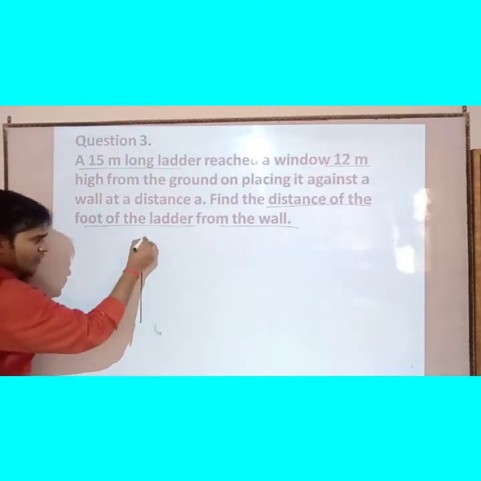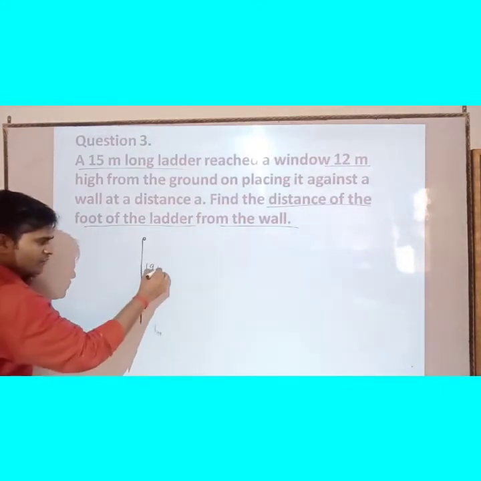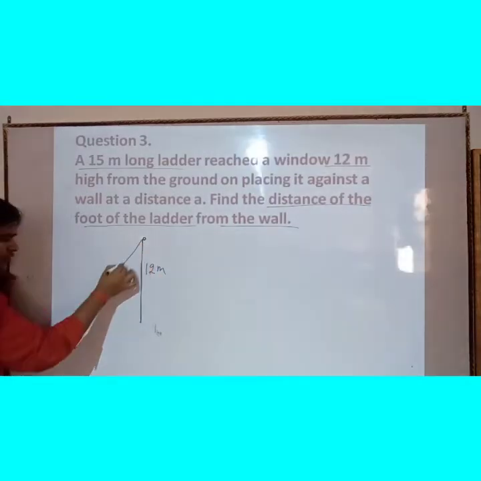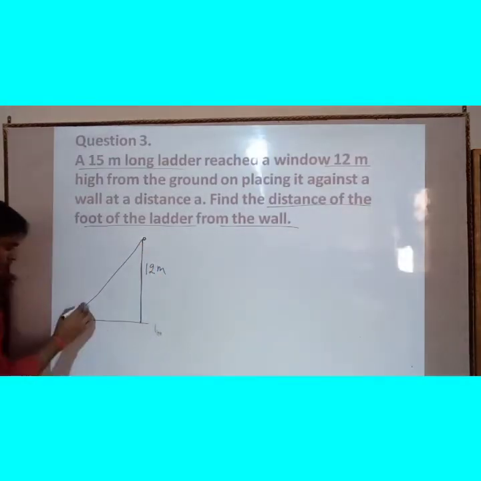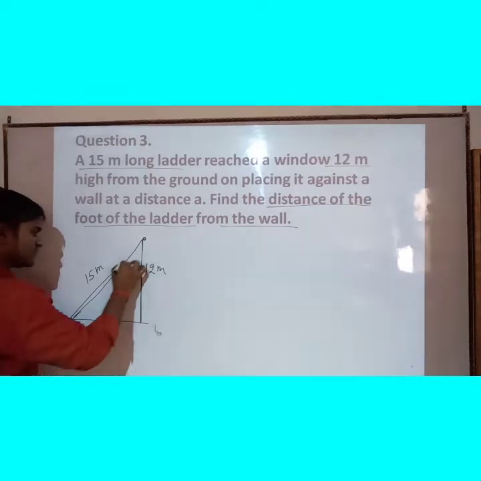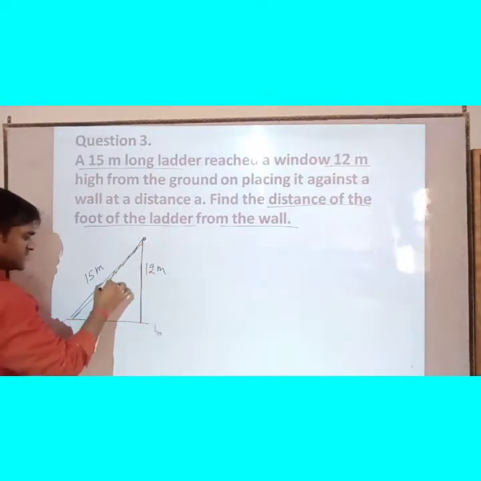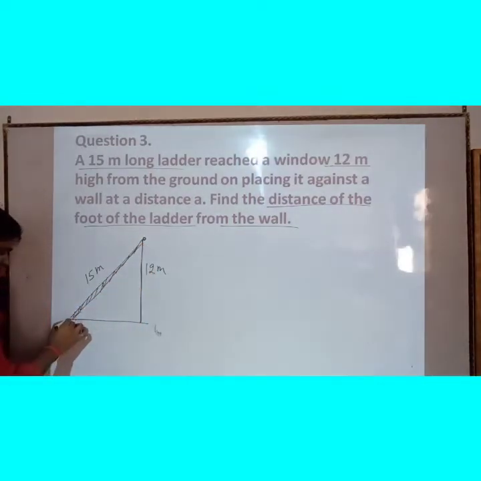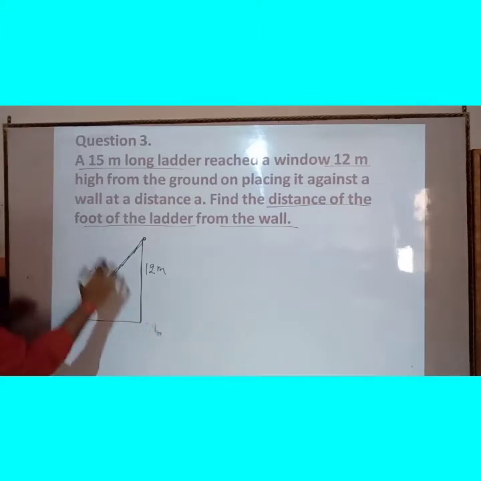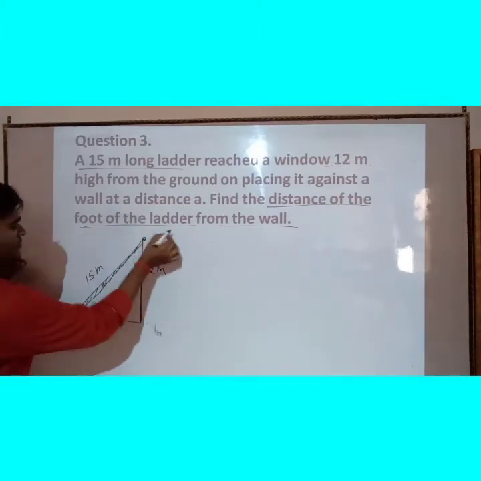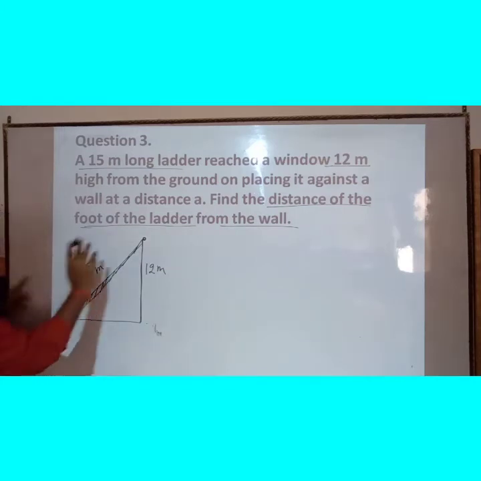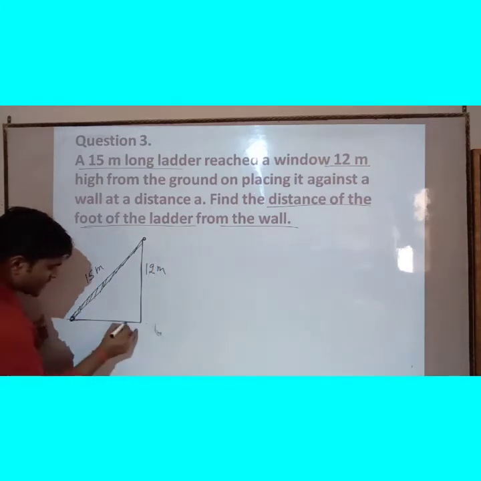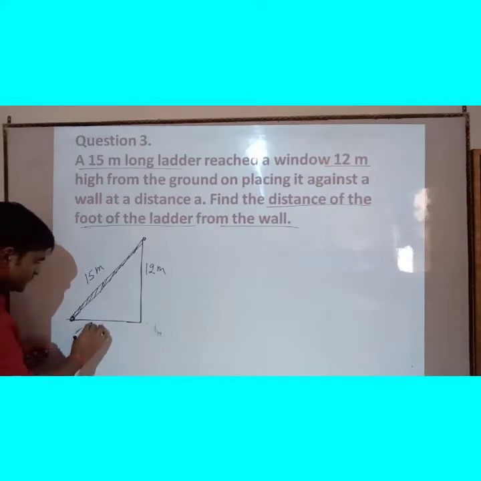Okay, ladder 15 meter long reaches a window of 12 meter height. So this is the window of the wall, and that will be 12 meter height, and a ladder from the ground. Okay, from the ground a ladder is there which is given 15 meter long. So this is a ladder. So we have to find the distance of the foot of the ladder from the wall. So till the wall, this distance we have to find. So we will consider this distance is x meter.